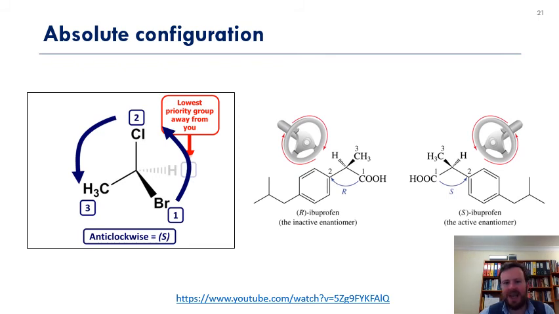What's interesting is how much this matters. The R enantiomer doesn't do anything. It doesn't help us with pain relief. We can take it, it passes through, it's irrelevant to us. The S enantiomer, however, has significant pain relief properties for human beings. So what enantiomer we're looking at is vitally important, and we need to be able to determine them and name them. You can watch this YouTube video below to get some more help around it. Hopefully this has started to make sense to you.